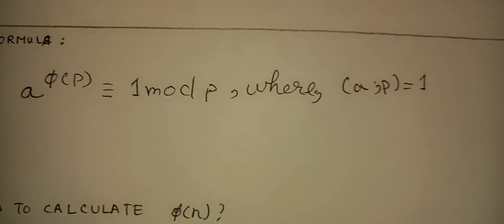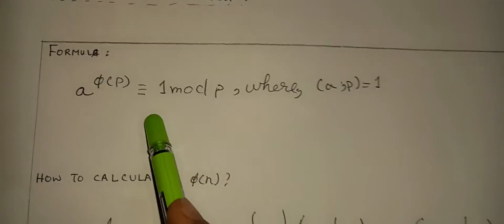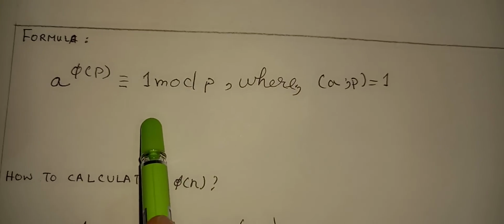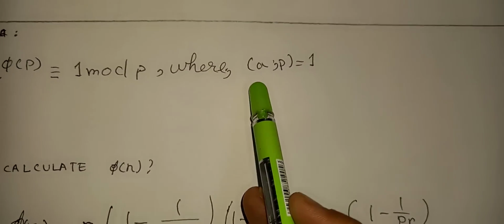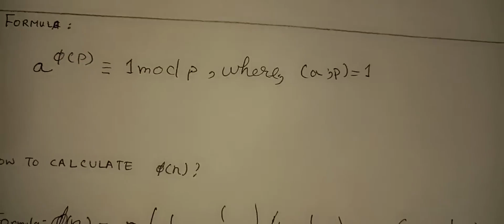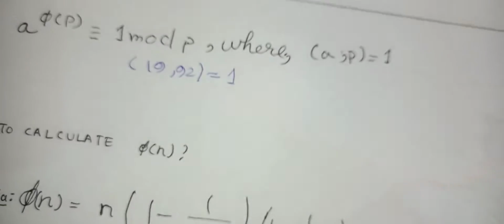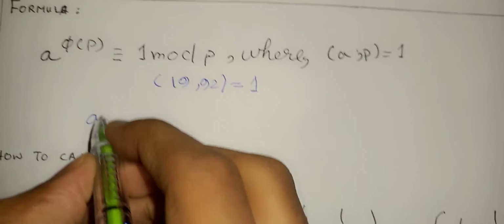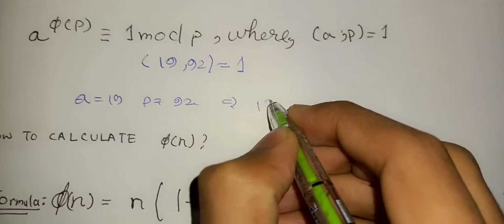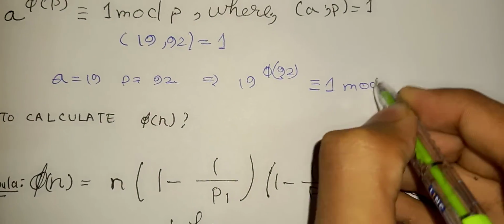Euler's totient function says that when a to the power totient of p is divided by p, we always get the remainder 1. Here we have a condition: the GCD, or greatest common divisor, of a and p must be 1. For example, 19 and 92 have GCD 1, so we can say a equals 19 and p equals 92. Then 19 to the power totient of 92 is congruent to 1 mod 92.